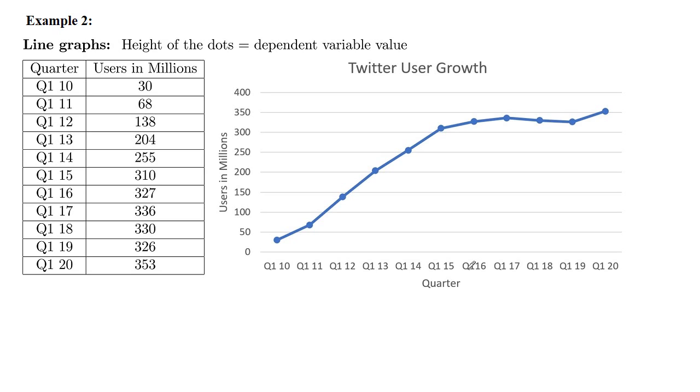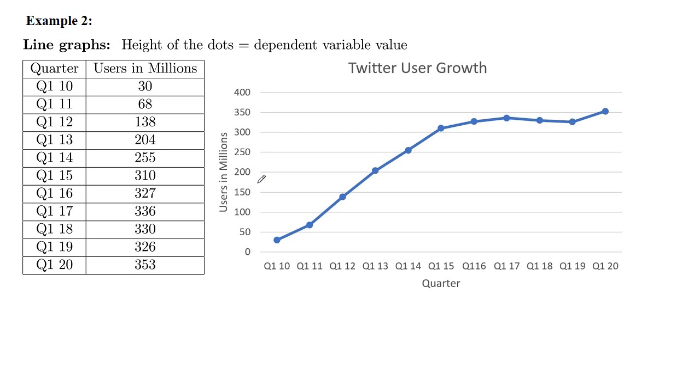So along the x-axis here, we have our quarter. So we're going from Q1 of 2010 up to Q1 of 2020. And then along the vertical, we've got the number of Twitter users in millions. So this 50 is 50 million, 100 million, 150 million, etc.